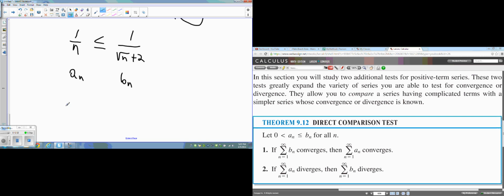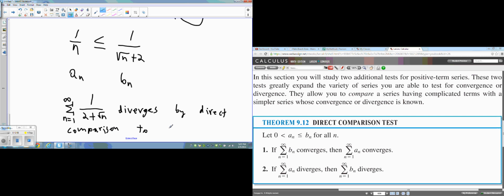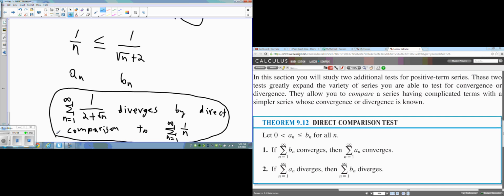So my final conclusion here is that the sum from n equals 1 to infinity of 1 over 2 plus the square root of n diverges by direct comparison to the sum from n equals 1 to infinity of 1 over n, the harmonic series. So this would be the final result. I find out that this series diverges by direct comparison.